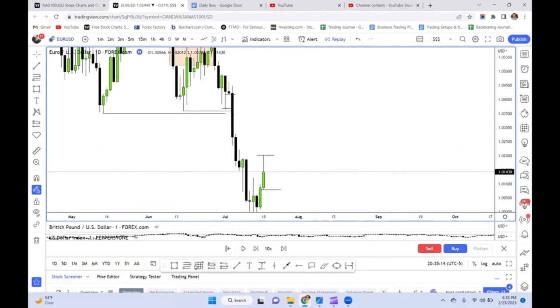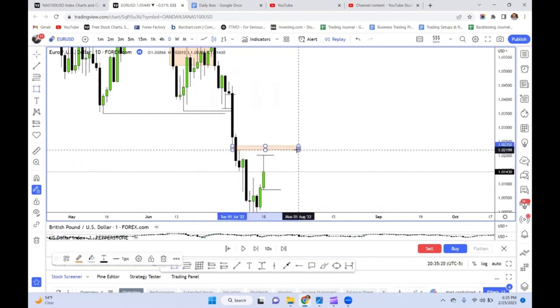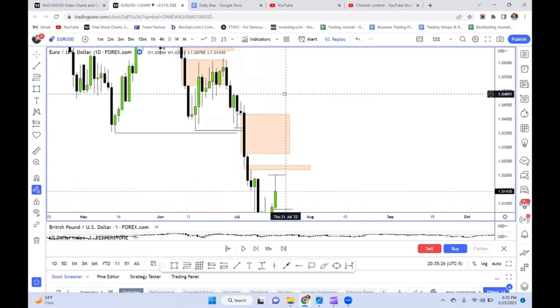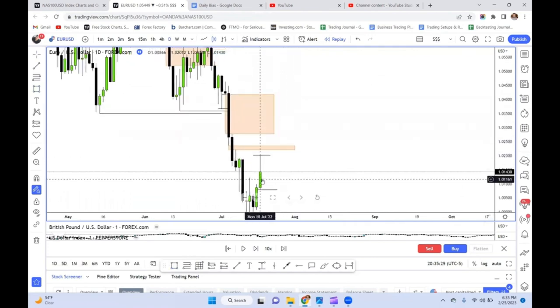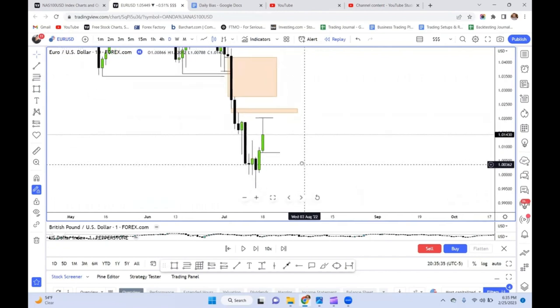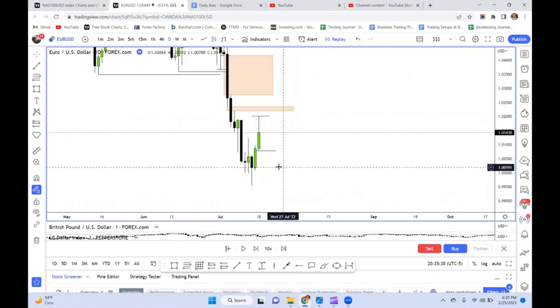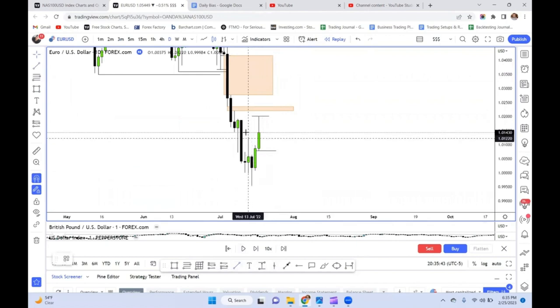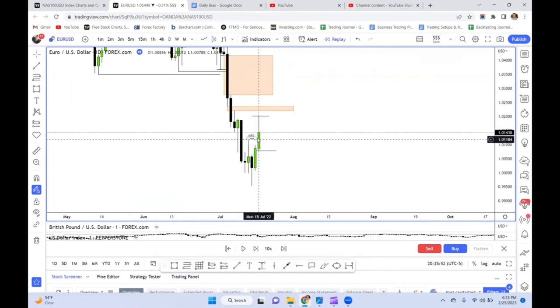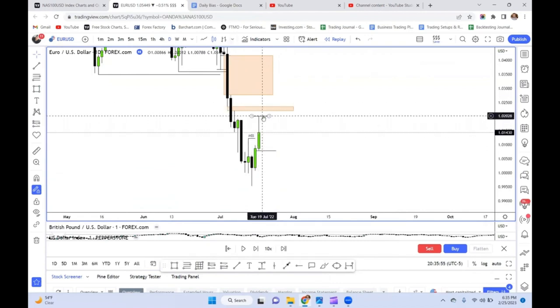Now, where is it targeting? Well, there is a fair value gap here, a form of liquidity. There's a fair value gap here, another form of liquidity. So these are the nearest ones that we could see price draw into. So right now, what phase is price in? Price is actually in a reversal phase. Why is it in a reversal, you might ask? Well, according to ICT's 2022 model, this right here is actually a market structure shift. So price market structure shifted. It is in a reversal phase.